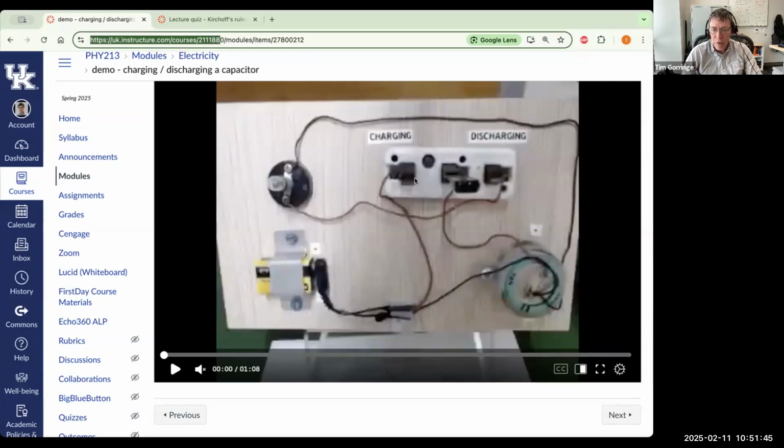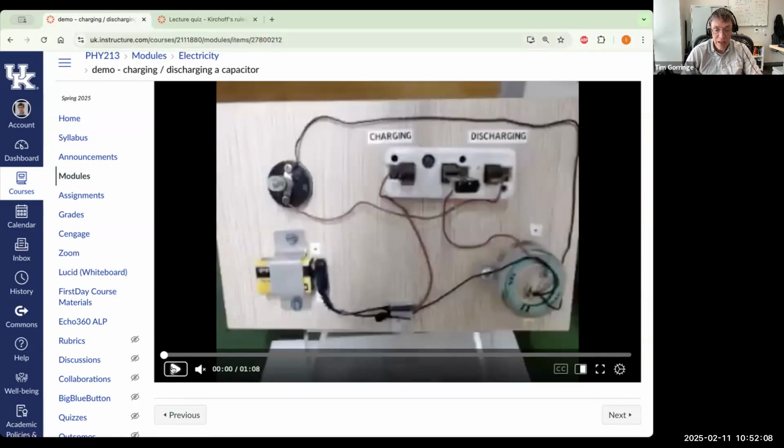There's a complicated switch that, if you throw the switch to the left, I won't go through all the wires in the circuit, connects the capacitor to the battery and will charge it up. If you throw the switch to the right, we'll connect the capacitor to the resistor and we'll watch it discharge. And so that's what we're going to see happen here.